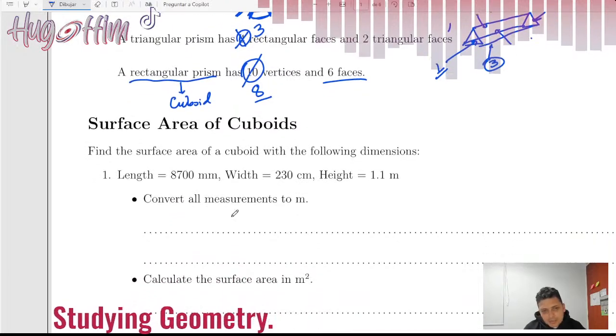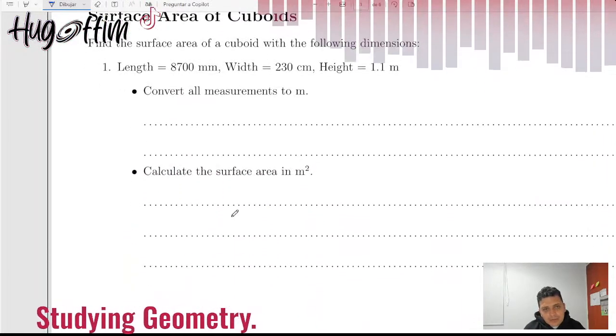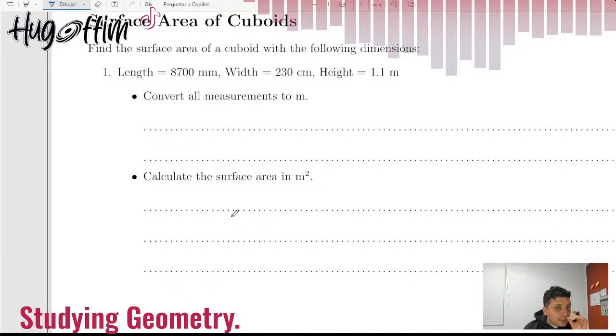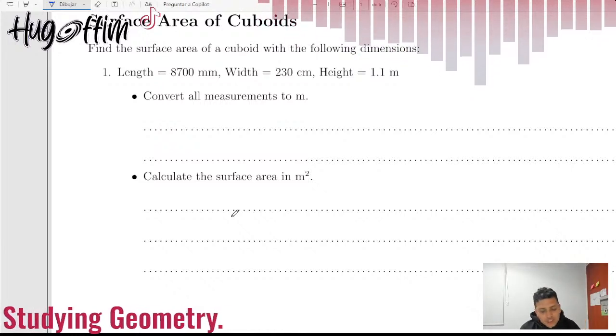Now let's go to the next part, that is surface area of cuboids. We want to find the surface area of a cuboid with the following dimensions.